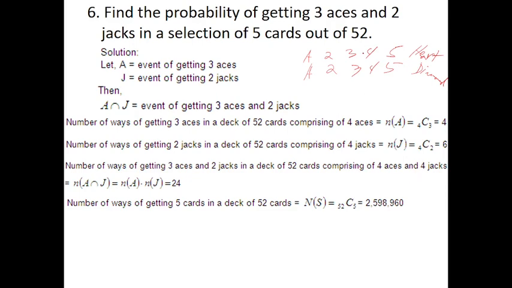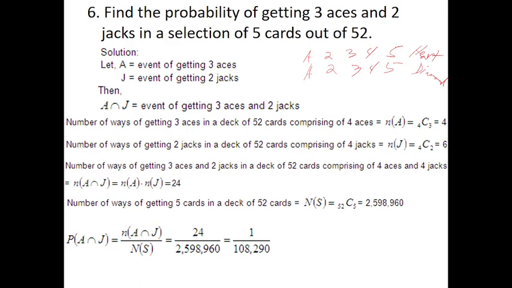So, 5 yan eh. Okay? So, sabihin yan, dun sa 2,598,960, 24 doon, yung merong 3 aces and 2 jacks dun sa 5. 24 lang. So, therefore, ano yung chance? 24 out of 2,598,960. 1 over 108,290. So, the probability of getting 3 aces and 2 jacks in a selection of 5 cards out of 52 is 1 out of 108,290. So, ganun kaliit ang chance.